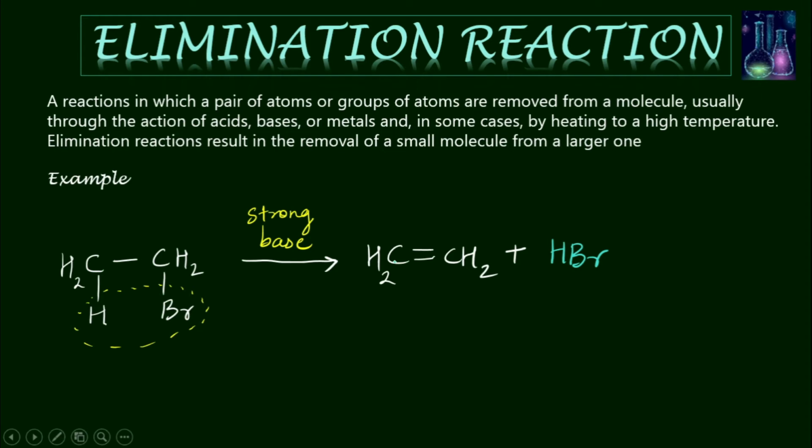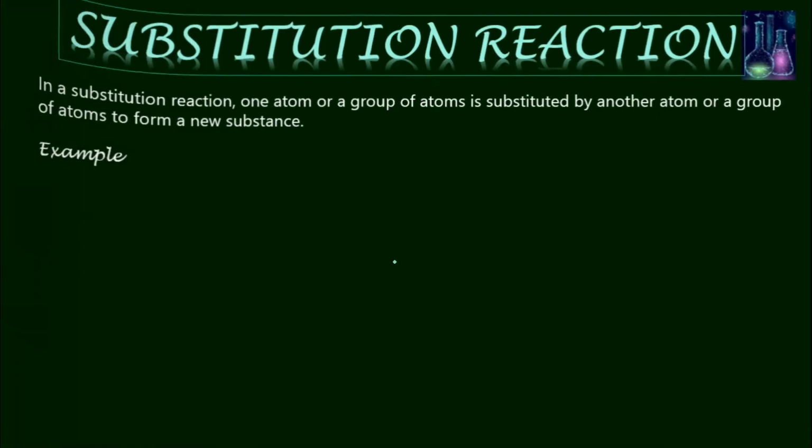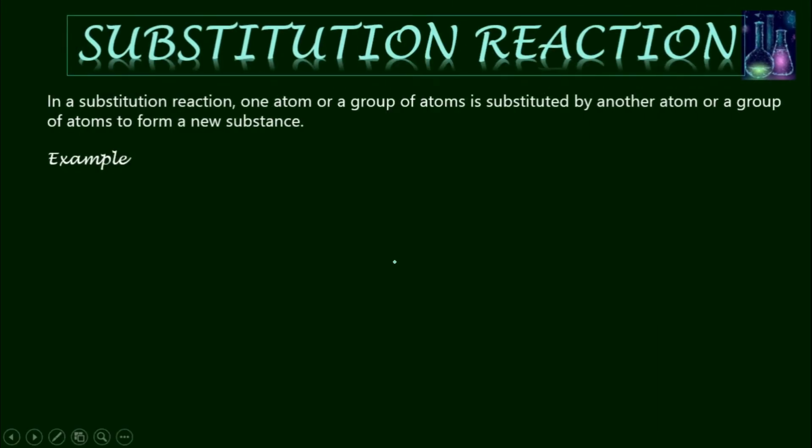Let's move on to the next type of reaction, that is substitution reaction. In a substitution reaction, one atom or a group of atoms is substituted by another atom or a group of atoms to form a new substance. So one atom here is replacing another atom. So this is called substitution reaction. Let's see an example.